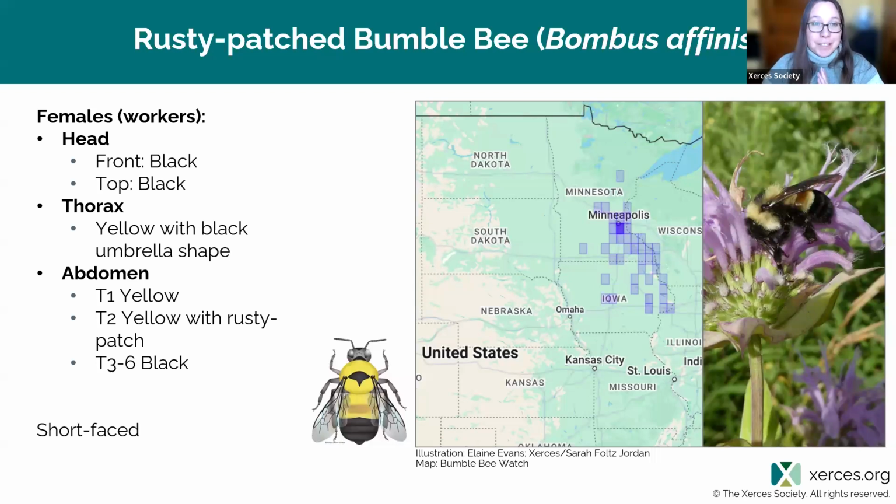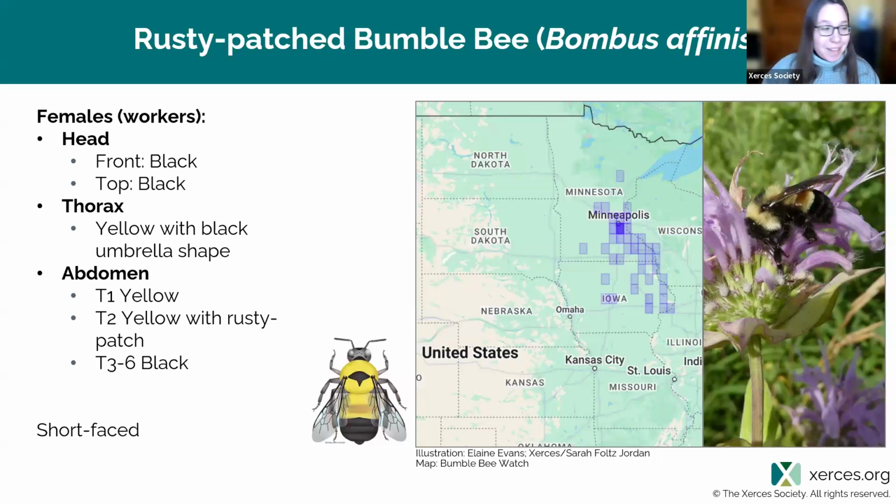So our very first bumblebee that we will be discussing today is the rusty patch bumblebee, or Bombus affinis. This is everybody's favorite bumblebee, at least in Minnesota. It's the state bumblebee here. And it is very, very well known because it is an endangered species. So this was the first bumblebee species to be listed as endangered in the United States federally. And this bumblebee gets its name from the rusty patch that it has on its abdomen.